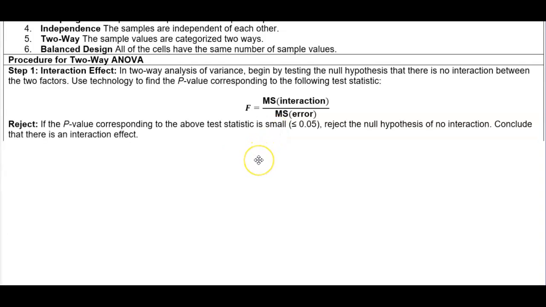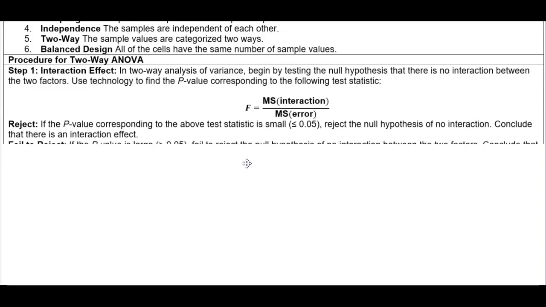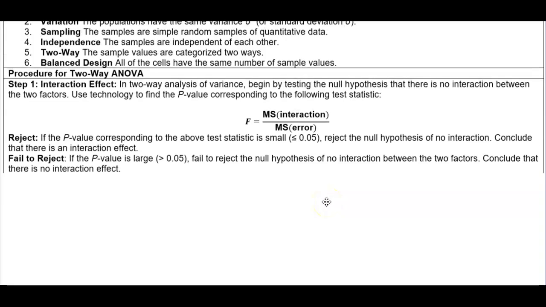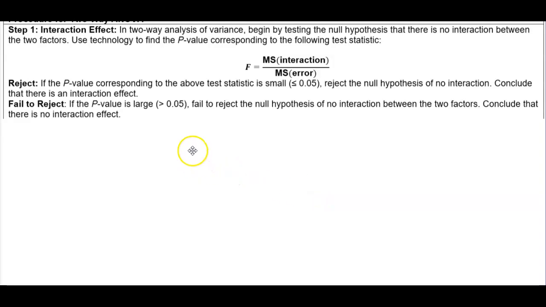Now, we reject the null if the p-value corresponding to the above test statistic is small, meaning less than or equal to 0.05. Reject the null hypothesis of no interaction, conclude that there is an interaction effect. Fail to reject the null if the p-value is large, greater than 0.05. Fail to reject the null hypothesis of no interaction between the two factors, conclude that there is no interaction effect.